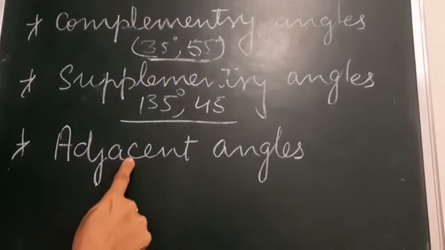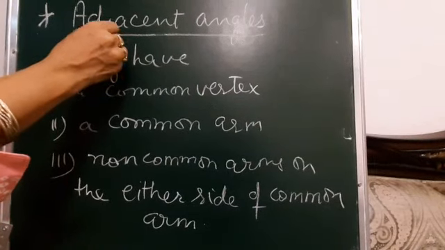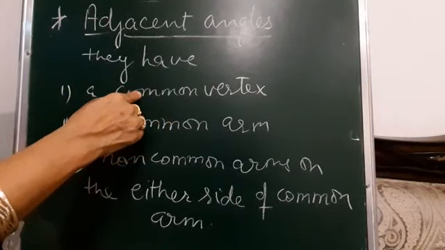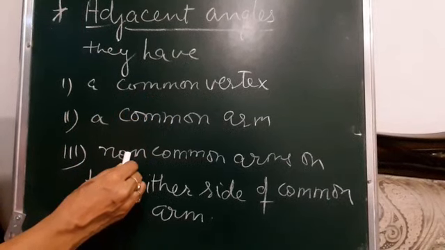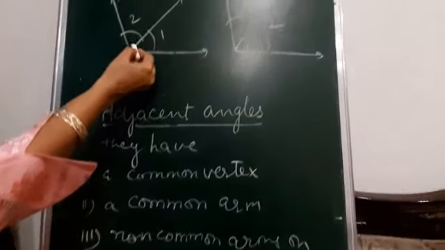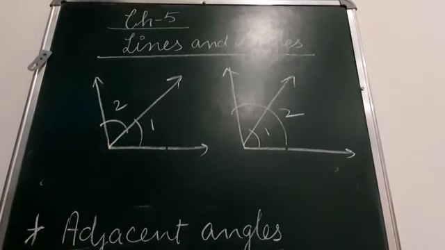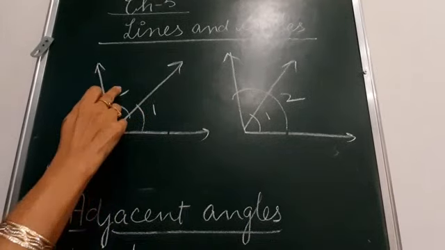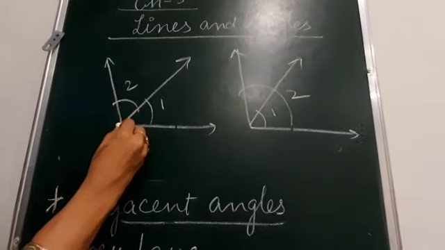Now come to the third type of angles, adjacent angles. A pair of angles is said to be adjacent if they have a common vertex, a common arm, and the non-common arms are on either side of the common arm. Now see the example. These two angles are said to be adjacent because they both have a common vertex. Angle 1 has this vertex and angle 2 also has the same vertex. Both the angles have a common vertex.